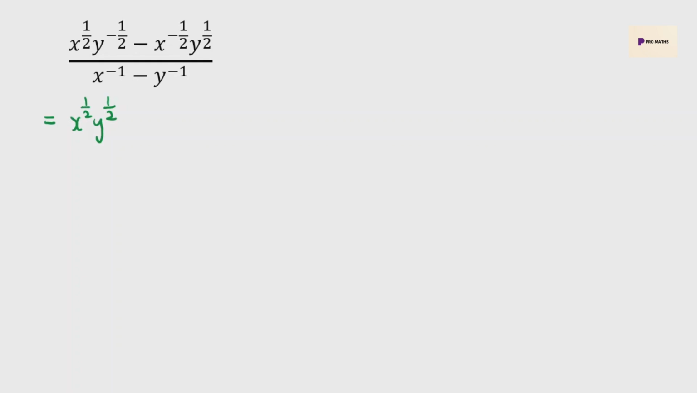So if we divide both terms in the numerator by x to the half, y to the half, using our index laws, we're just going to have to take away half from each power here. So that will leave us with x to the 0, which is 1, and y to the negative 1. There's our y to the negative 1. Take away x to the negative 1 and y to the 0, which we're not going to write. And this is all over x to the negative 1 take y to the negative 1.